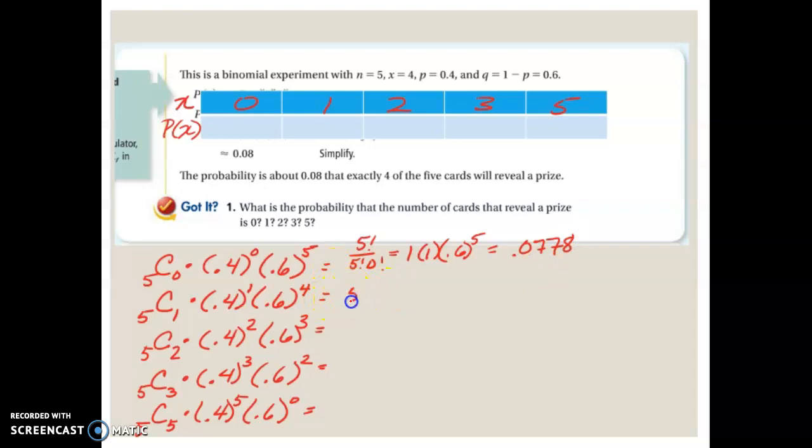Then this is 5. 5 combination 1 is 5 times 0.4 times 0.6 to the 4th. And we'll get numbers for each of these that will go right in here to the probability. So when I come back, it'll be all filled in.